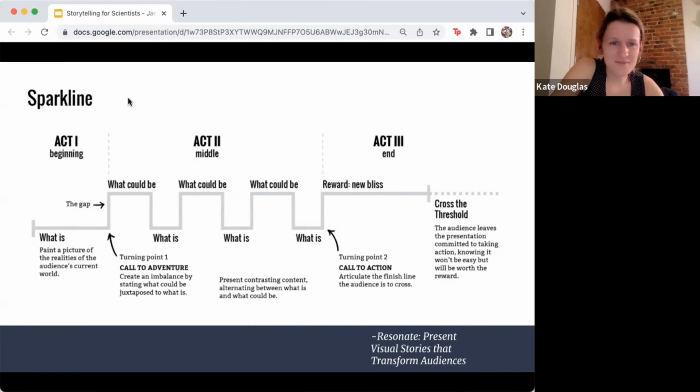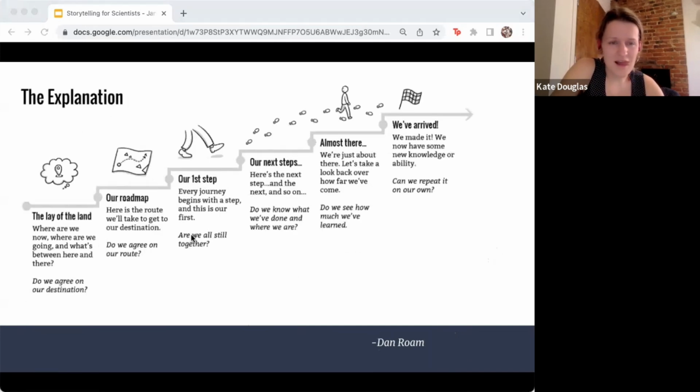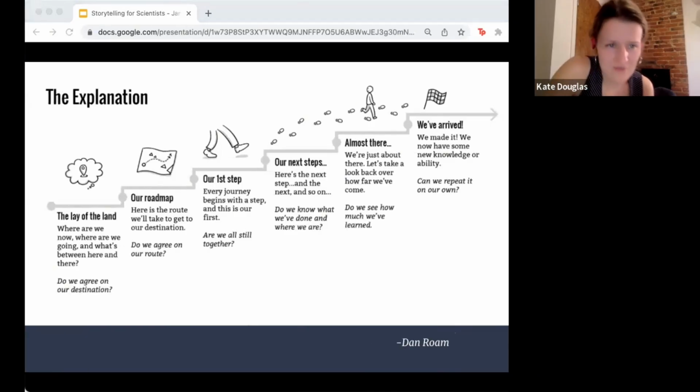Next slide here. You know, writer Dan Roam argues that clear storylines are our best defense against confusion. And so for Roam, the storyline depends on what you want to do. So are you changing the audience's information, abilities, actions, belief? And he has several different structures for presentations. One's called a report, one's an explanation, one's a pitch and a drama.